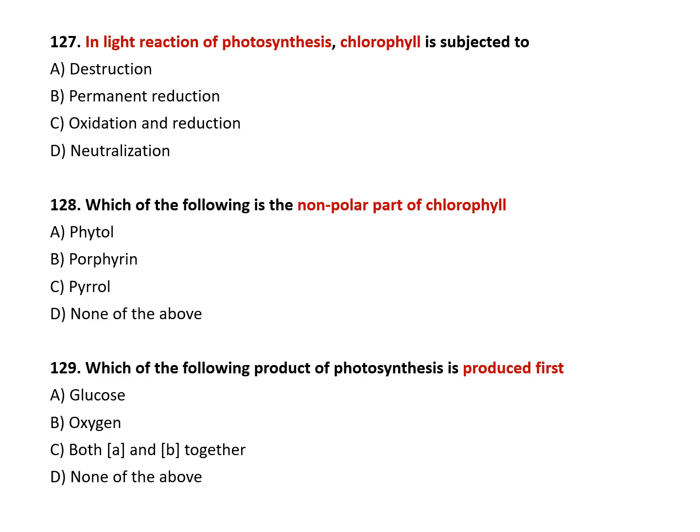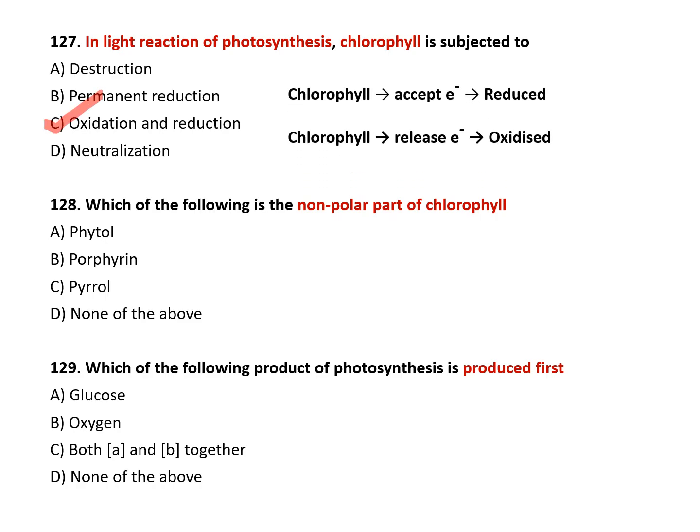The next question, number 127. In the light reaction of photosynthesis, chlorophyll is subjected to: option A, destruction; option B, permanent reduction; option C, oxidation and reduction; option D, neutralization. The correct answer is option C, oxidation and reduction. When chlorophyll accepts an electron, it is reduced, and when chlorophyll releases an electron, it is oxidized.